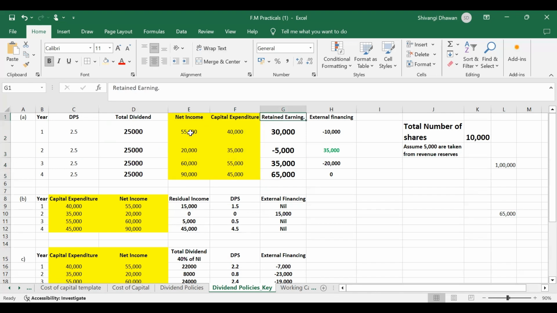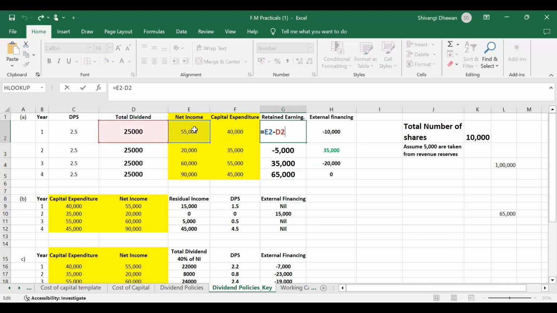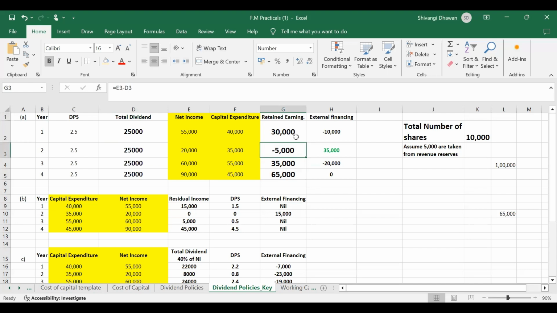Retained earnings, we know that net income minus total dividend will give us the retained earnings. So here our formula will be net income minus total dividend, and we got our answer. Now, what are we left with? We are retaining this much amount here, and this 5,000 we are assuming is taken from revenue reserves. Okay, so external financing in the first year will be 10,000.